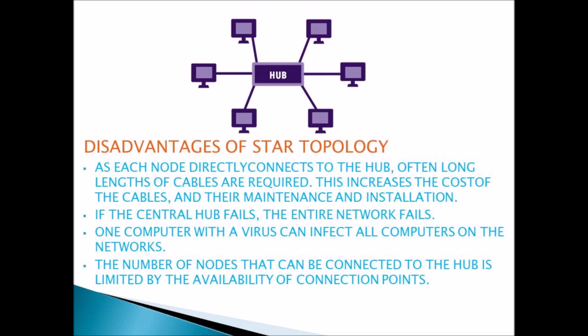The number of nodes that can be connected to the hub is limited by the availability of connection points. For example, a hub may have only a limited number of connection points. If we need more nodes, we need to install a separate hub for that. So the number of nodes that can be connected to a single hub is limited by the availability of connection points based on the manufacturing of the hub. These are all the disadvantages of the star topology.